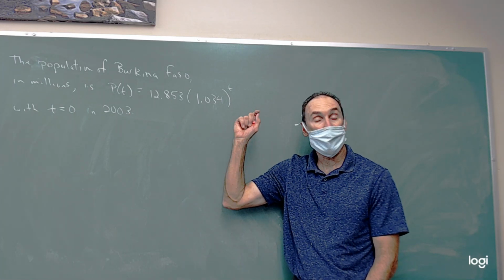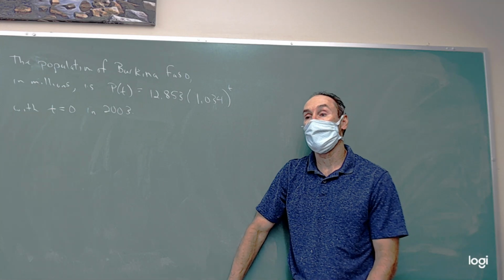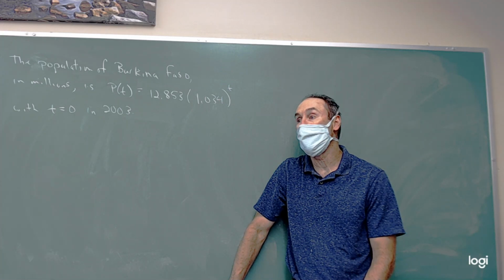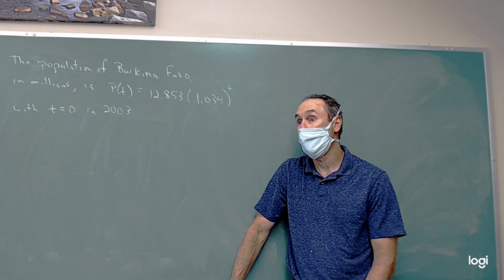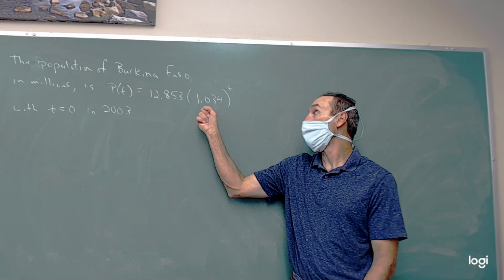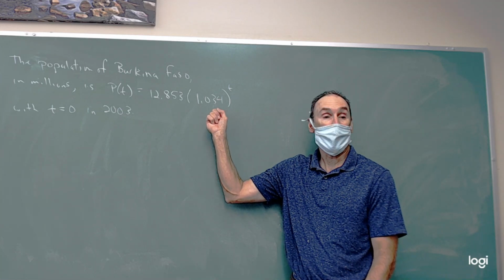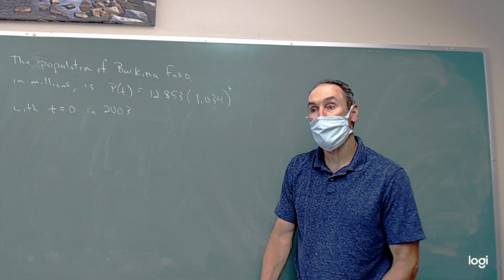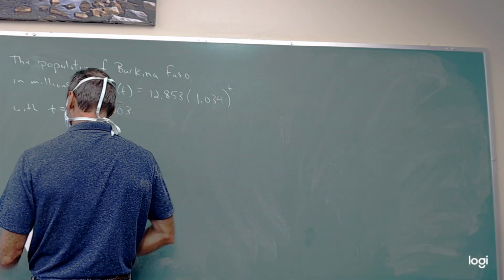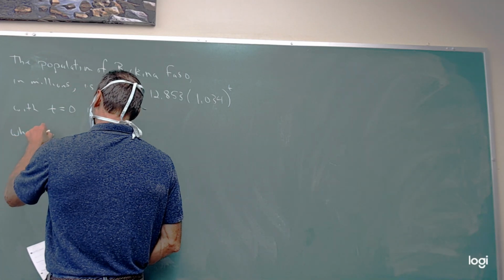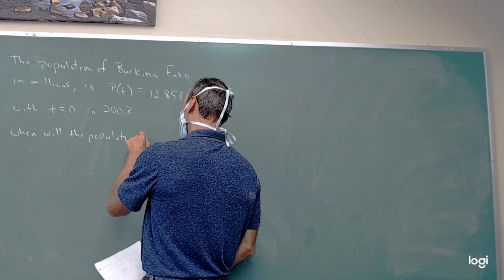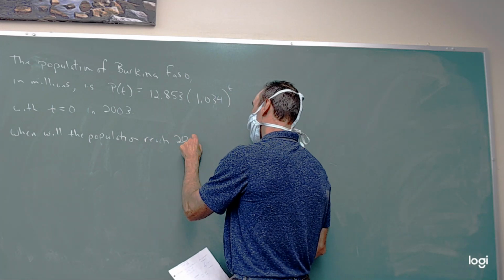And so do you remember what's the growth rate? By what percentage is this population of Burkina Faso increasing or decreasing? 3.4. Good. So remember, this is the 1 plus r. So if you subtract off the 1, the 0.034, if you make it into a percent, is a growth of 3.4%. Okay, so your challenge is, when will the population reach 20 million?